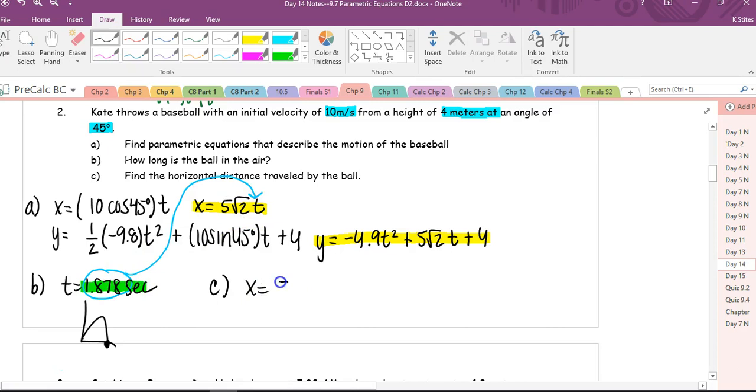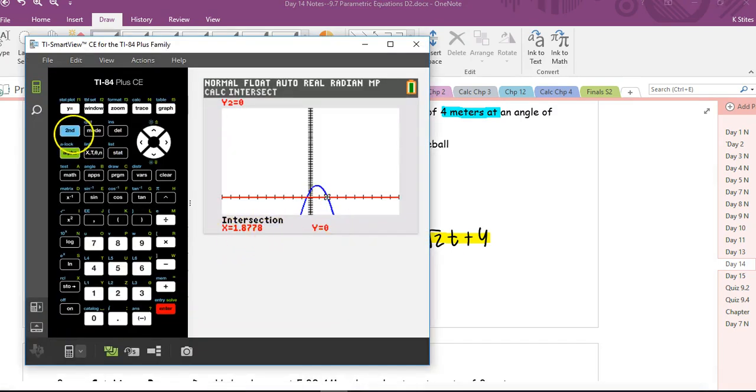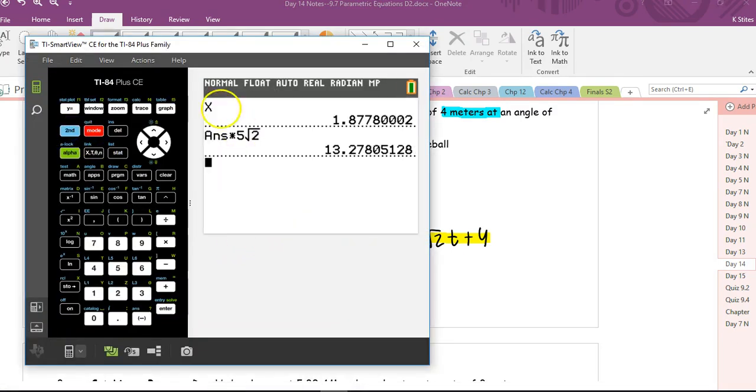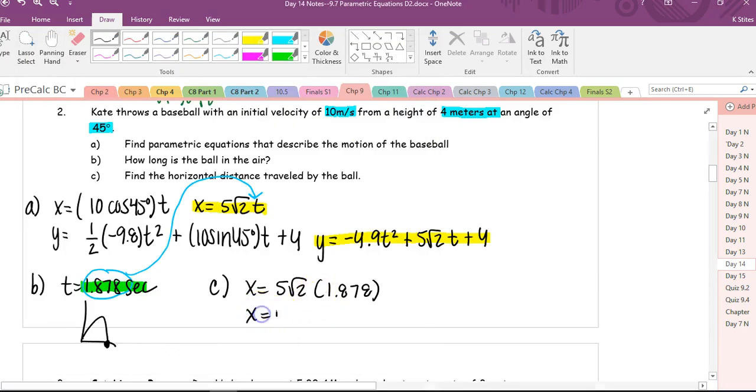You are going to want to use the full decimal, which I know the real decimal wasn't very long, but if you press X, you'll see it's a little bit longer than what was on there. And when you multiply by the 5 root 2, you should get this value, 13.278. And that is in meters. So that's how far it traveled horizontally, which I think is pretty cool. But again, I'm a math teacher.